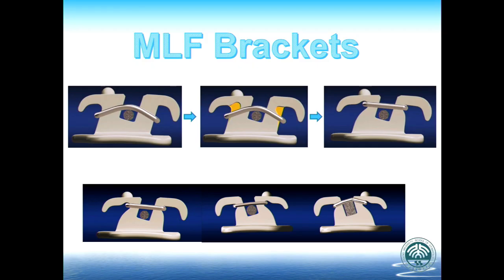When we change the size of the archwire, you get more pressure and more tooth control. You can use thicker ligatures or elastomer rings to increase control. When changing to rectangular wire, you will get the maximum control of tooth movement in 3 dimensions. That's MLF brackets.